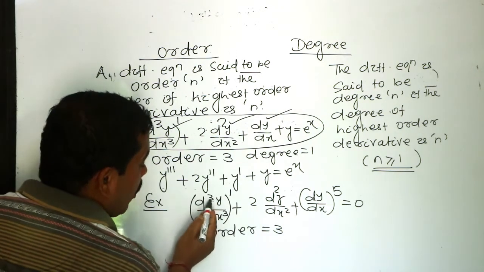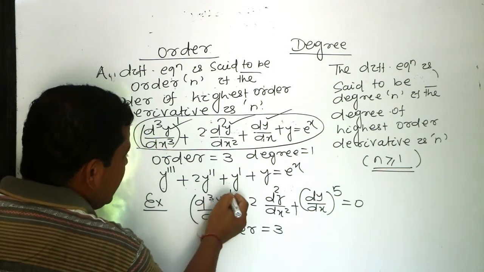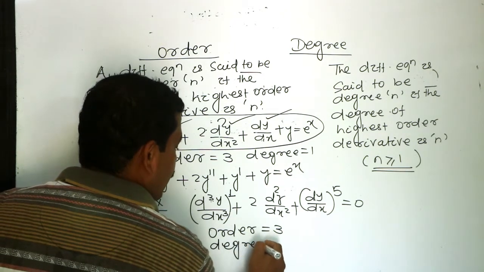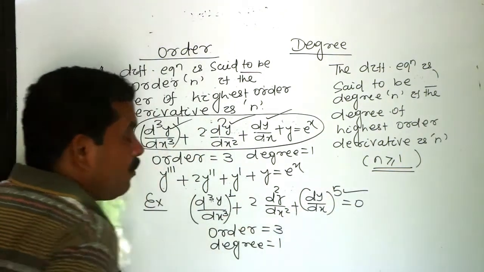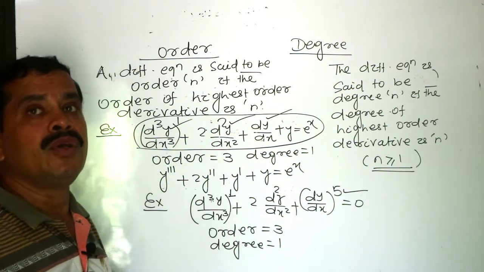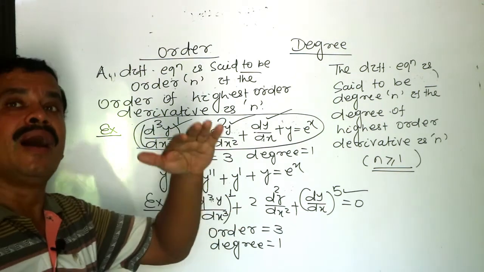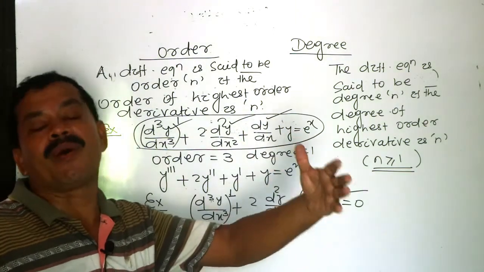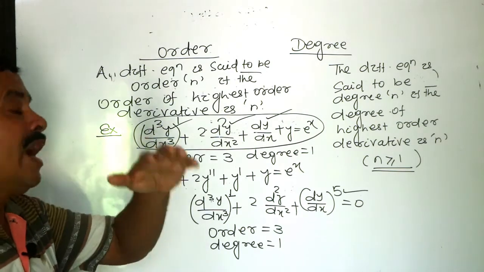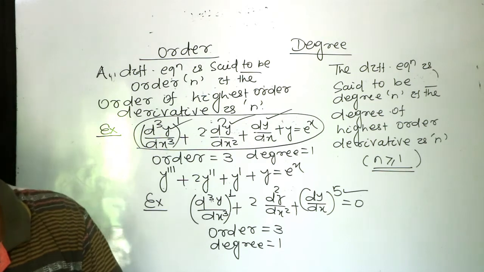This 3 is for the order, not for the degree. Its power is the degree. Here the power is 1, so its degree is 1. We cannot take 5, because that is not the highest order derivative. It is the first order derivative. So when we find the order and degree, we have to find the highest order derivative and its power. The highest order derivative gives the order of the differential equation, and the degree of the highest order derivative is the degree of the differential equation.